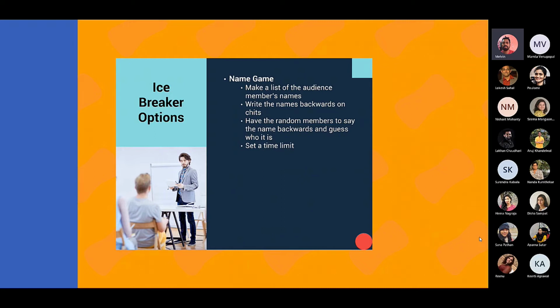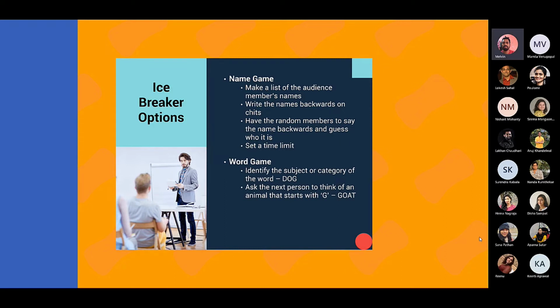Now, when you get into the name game itself, you write each person's name backwards and you make small chits of it. Then we have random members, like I'll make my name Nivlem, and I'll ask Nishant to read it. He'll randomly pick it up, read the name backwards, and then guess whose name it is. And most importantly, we need to set a time limit for this.